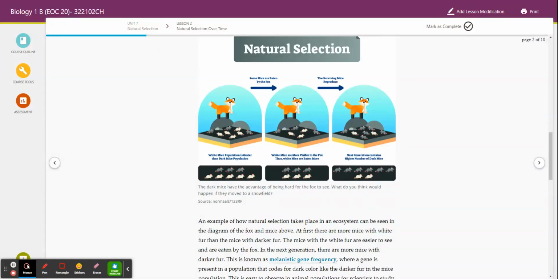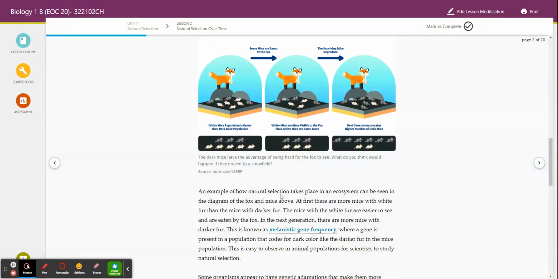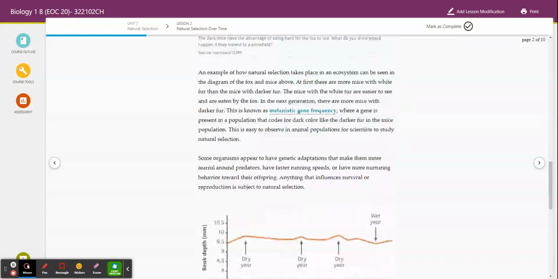The surviving mice reproduce, and you will start to see a change in the population, with more darker mice because they are better adapted to blend into their environment. So the next generation contains a higher number of dark mice. The dark mice have the advantage of being hard for the fox to see. What do you think would happen if they moved to a snowfield?